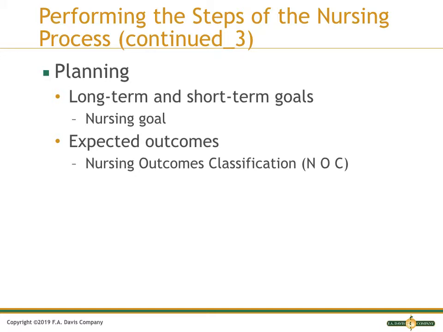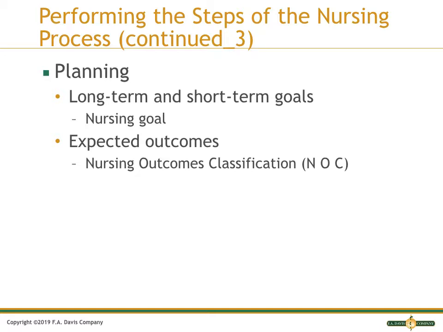Okay. Expected outcomes are statements of measurable action for the patient within a specific time frame and in response to nursing interventions. That's a definition that's in your book on page 55. You can refer to that. Statements of measurable action. So the important thing here is measurable action.